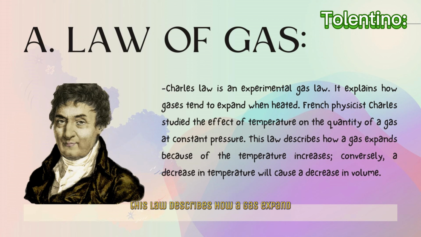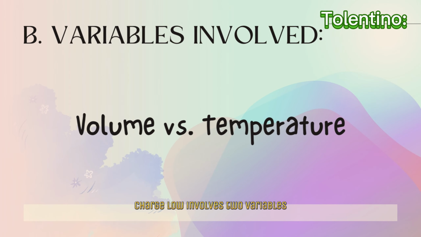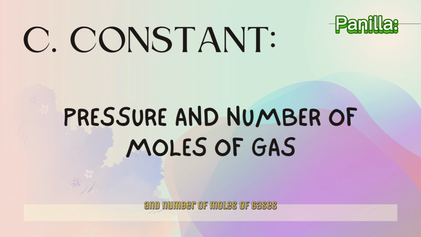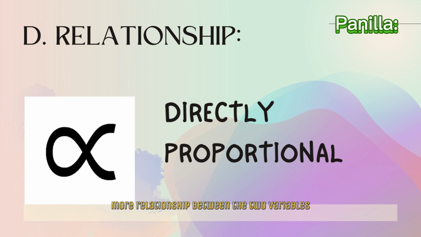This law describes how a gas expands because the temperature increases. Conversely, a decrease in temperature will cause a decrease in volume. Charles's Law involves two variables, namely the volume versus the temperature. It has a constant pressure and number of molecules of gases. Furthermore, the relationship between the two variables, namely the volume and the temperature, is proportional to each other.